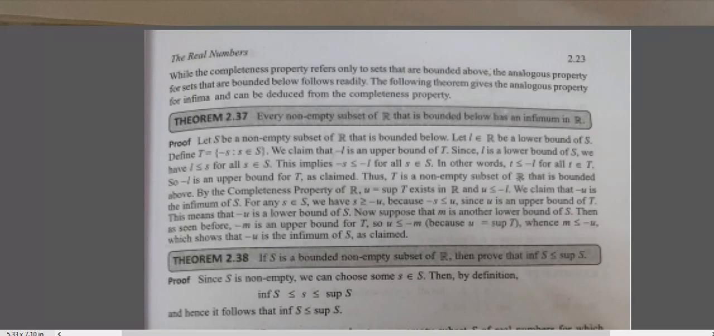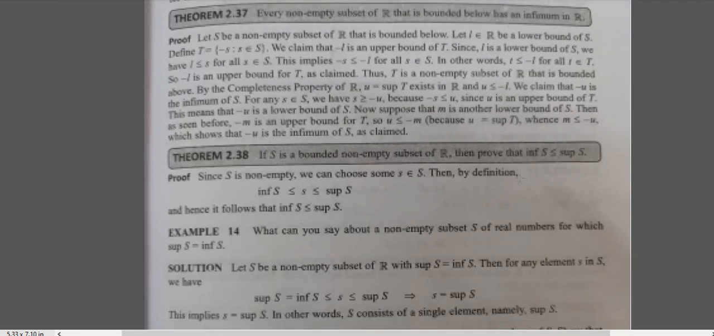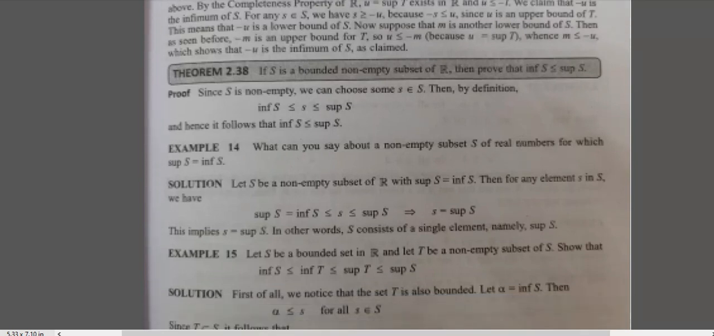Next theorem: if S is a bounded non-empty subset of R, then we have to prove that the infimum of S is always less than or equal to the supremum of S. Since S is a non-empty set, we choose some number s from the set S. Then by definition this number s lies between the infimum and supremum. So infimum of S is less than or equal to s is less than or equal to supremum of S, and hence we can see that infimum of S is less than or equal to supremum of S.